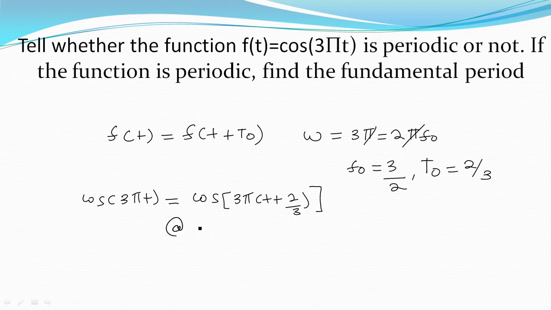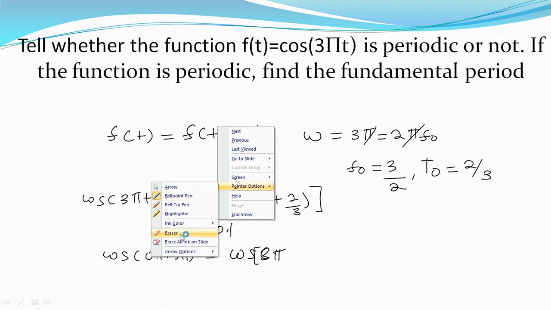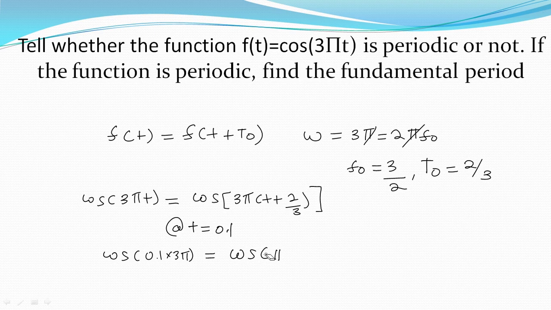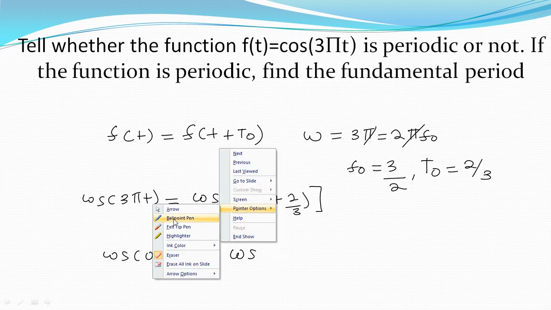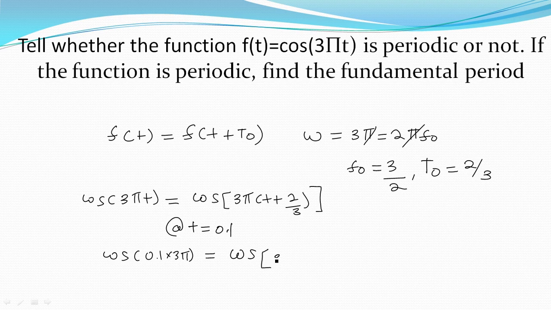So check natin ulit using a test number. So evaluate natin at decimal number 0.1. So cosine of 0.1 times 3 pi, equal ba siya sa cosine of 3 pi times 0.1 plus 2 over 3? Pag nag-equal tong both sides of the equation, ibig sabihin periodic si cosine 3 pi t.